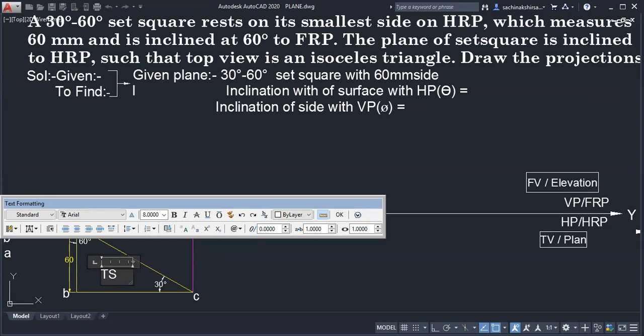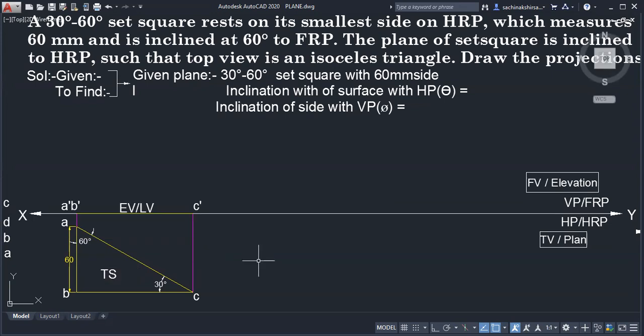If you want, up to this completed, please complete it up to this. Yes, sir. Completed? Yes. Okay, now next. Have you understood the smallest side we have drawn? And after that, edge view or line view we got. After this, what to do now?